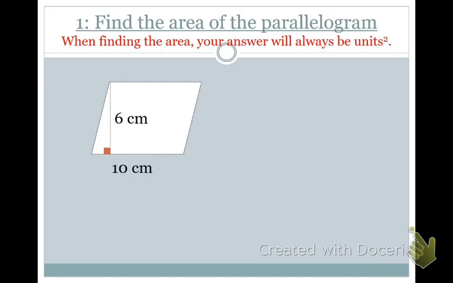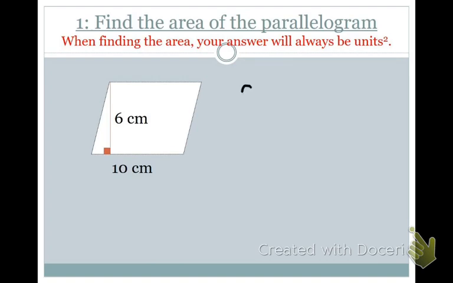Number 1, find the area of the parallelogram. And there's a note right there that I want you to put in a red pen. When finding the area, your answer will always be units squared. Because when we're finding the area, we're trying to figure out all this area in between here, okay? How much space is there? So let's go ahead and start off with a formula. What is the formula for finding the area of a parallelogram?